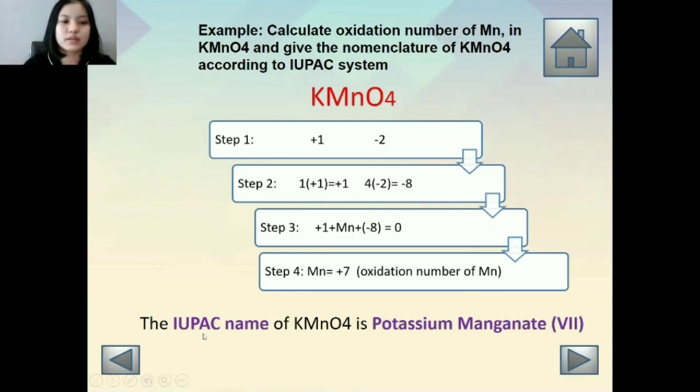The IUPAC name of KMnO4 is potassium manganate(VII). Why is this 7 in brackets? Because the oxidation number is equal to +7.